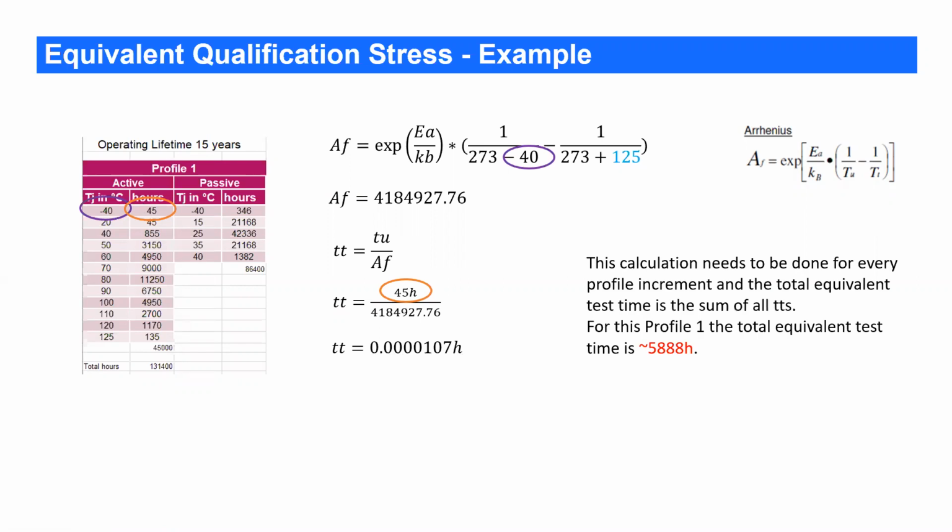Now, you need to continue to do these steps, exactly what we have done here, for all the data pairs that are given in the mission profile, and accumulate all the fractions of test times that you have. And if you do that for this particular example, you end up in almost 6,000 hours of HTOL testing, which is your equivalent qualification stress for this mission profile.